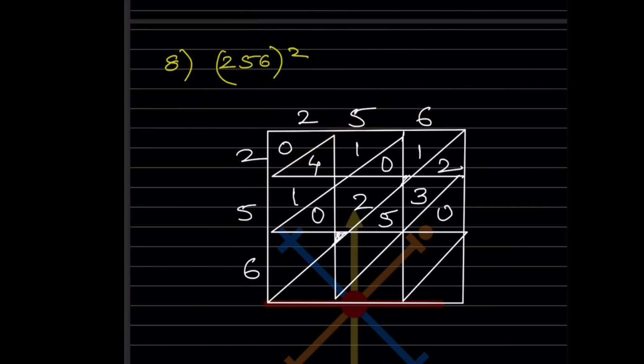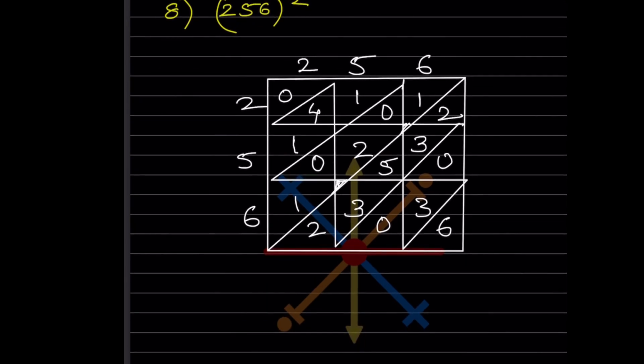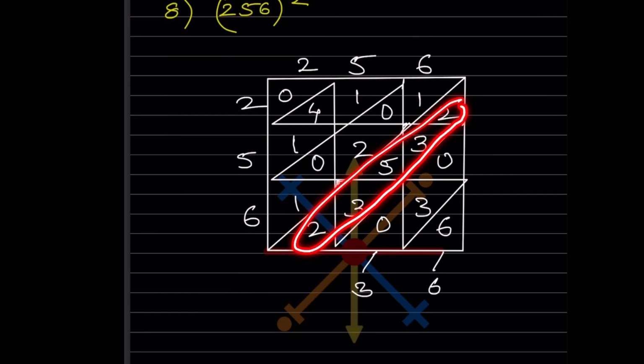Now here 6 2s are 12. 6 5s are 30. And here is going to be 6 6s are 36. So now let us start from this part. So now this is going to be 6 as it is. Now when you add this one, this is going to be 3. When you add this one, this is going to be 15. So let me write this down. So this is 15.